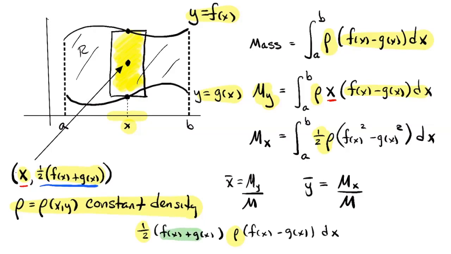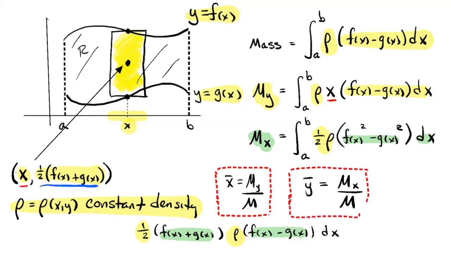If you multiply f plus g by f minus g, that's a difference of squares. You get f squared minus g squared times your dx. So that's how you calculate the moment about the x-axis. It's 1/2 rho times top curve squared minus bottom curve squared. Just like before, the centroid's coordinates are: x bar is the moment about the y-axis over the mass, y bar is the moment about the x-axis over the mass. So you can basically stop there.